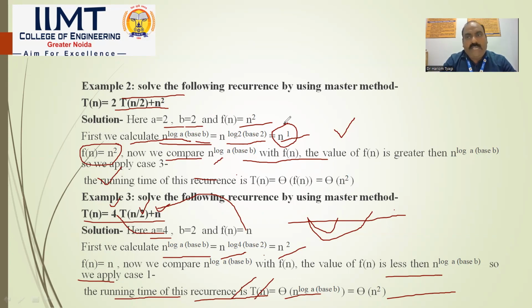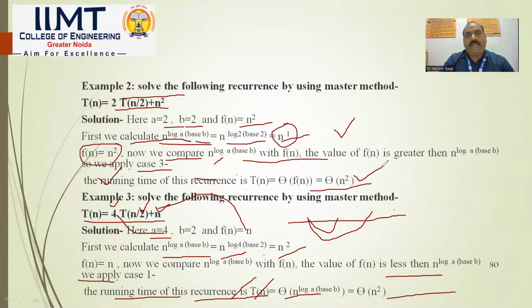Which case applies? Apply case three. In the third case, the value of f(n) is greater than n to the power log a. Then what will be the running time of this algorithm? The running time is T(n) = theta of f(n), which means n squared, for the recurrence T(n) = 2T(n/2) + n squared.